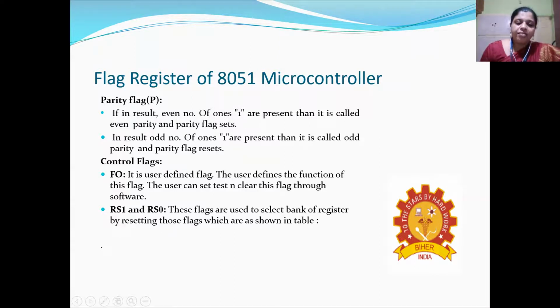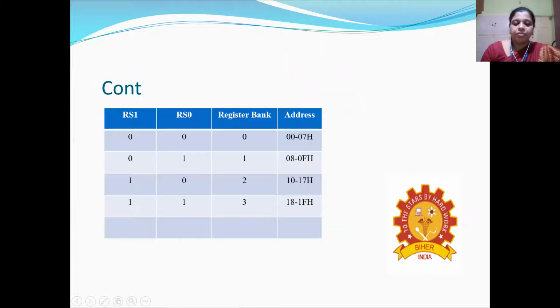Next, control flags. In control flags, we have F0, that is the user defined flag. So the user only defines the function of this flag. He or she can test or clear this flag through the software by means of programming. Then RS1 and RS0, we have seen, their main purpose is to select the register banks, right from 0 to 3. The address range for register bank 0 is 00 to 07. For bank 1, it is 08 to 0F. For bank 2, it is 10 to 17. And for bank 3, it is 18 to 1F.